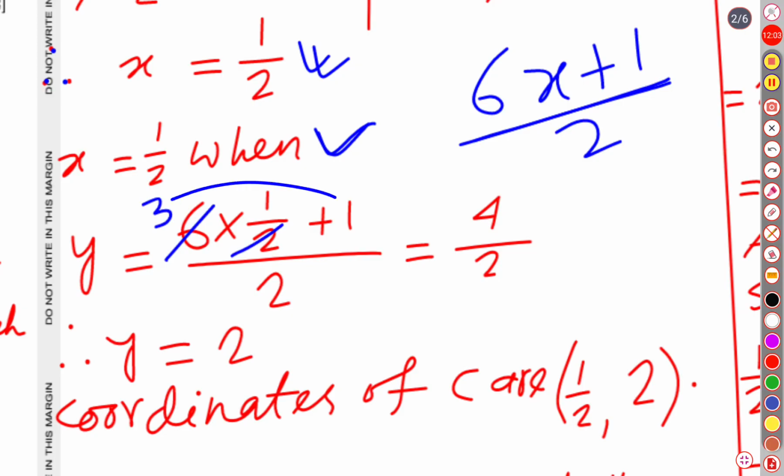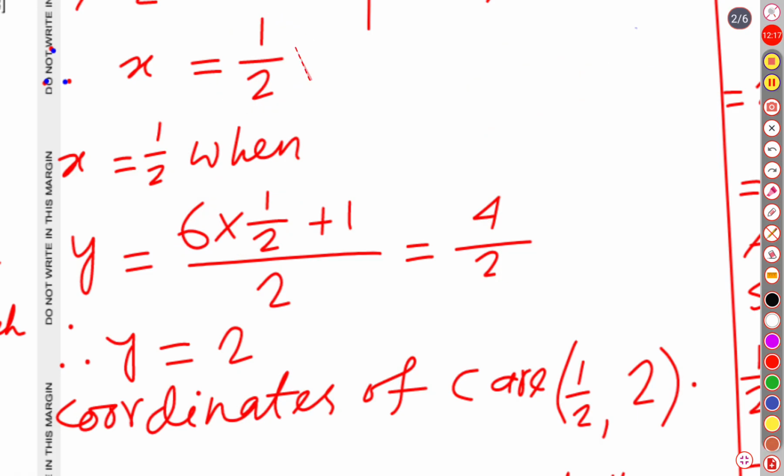So 3 plus 1 equal to 4 and denominator is 2. So 4 over 2 means it is 2. So our y coordinate is 2. Our x coordinate was half. Let me erase this. X coordinate was half, whereas our y coordinate is 2. So these two are the coordinates of C.